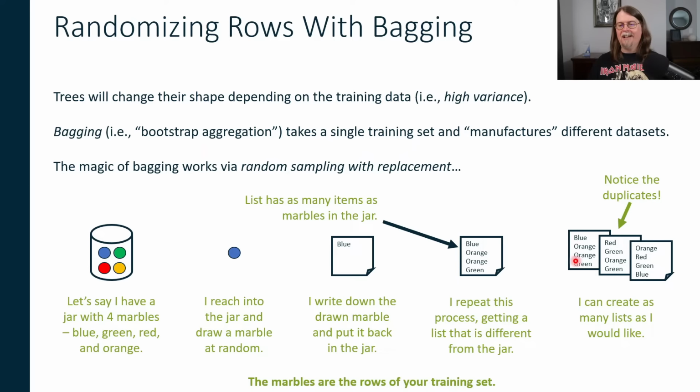Random forest is fun, isn't it? So I've got my bags here. And notice if I look at this bag here, blue, orange, orange, green, and compare it to the original data set, notice that red doesn't show up, okay? And if I look at this bag here, red, green, orange, green, blue doesn't show up. So because of random sampling with replacement and because of duplicates, not every row of original data is going to show up in one of these bags, okay?